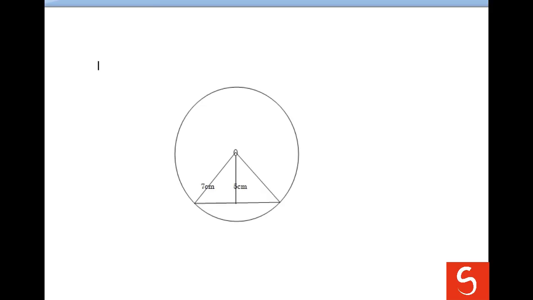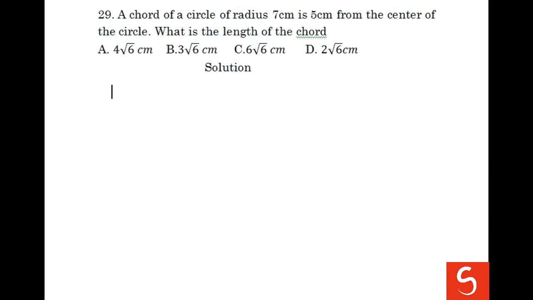For us to be able to solve this, we can use Pythagoras theorem. Since this is 7 cm, this is 5 cm, this can be our x. I hope you understand.